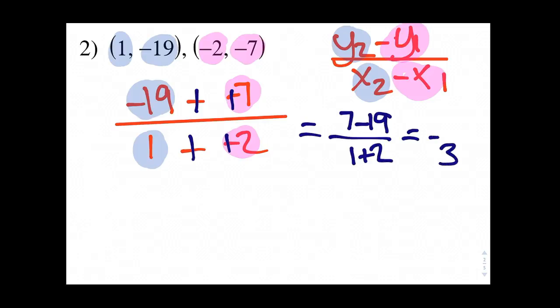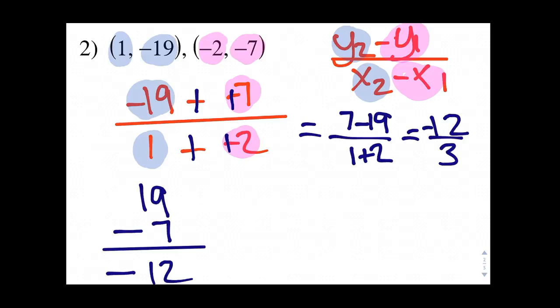On the bottom, I get 3. On the top, it's a little more difficult, and the reason why is because our negative is the bigger one. So in my head, what I'm doing right now is I'm taking the 19 and subtracting the 7. But since I knew the 19 was originally the negative, I'm going to leave it as a negative number. 19 minus 7 is going to give me 12. So I get 12 over 3, which is negative. And this is not my answer.